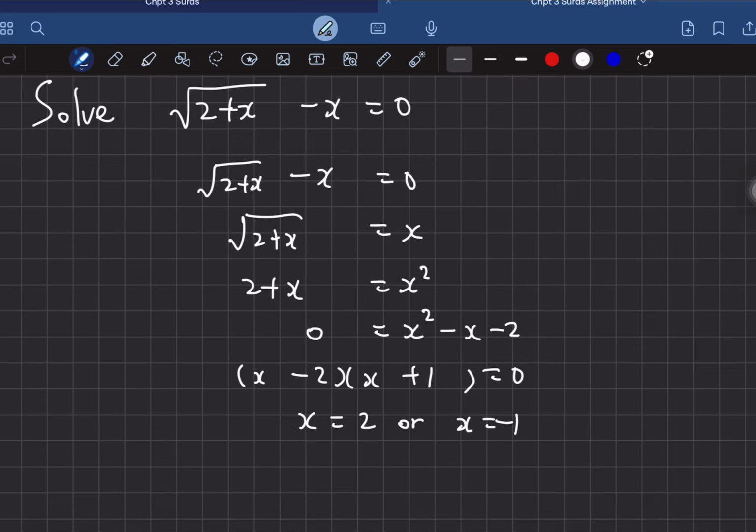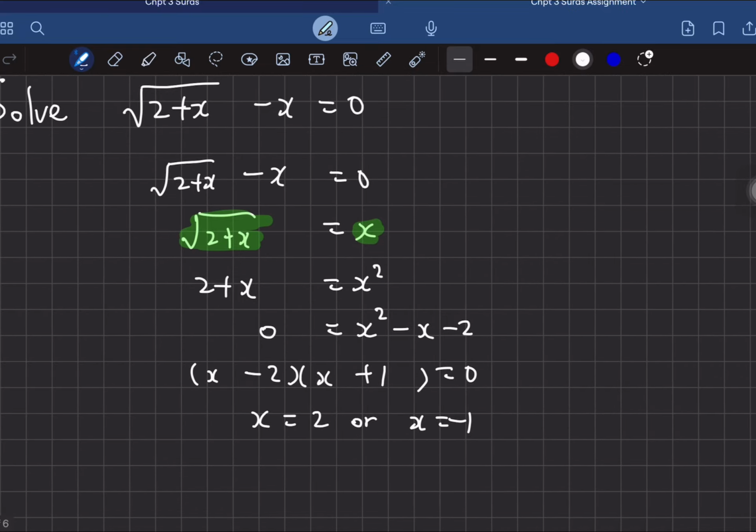However, you'll stop here. But do take note, these questions are not just about solving. We need to make sure that we only accept answers that make sense in the context of these questions. What do I mean by that? You can see over this step, this is positive 2 plus positive square root of 2 plus x, and x. So if my x is 2, which means that positive square root of 2 plus 2 equals square root of 4, I have 2. So my x is also equal to 2.